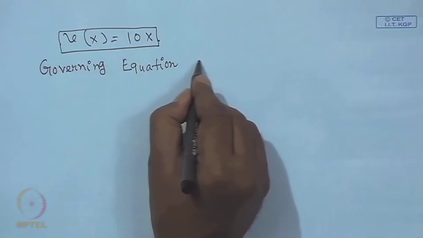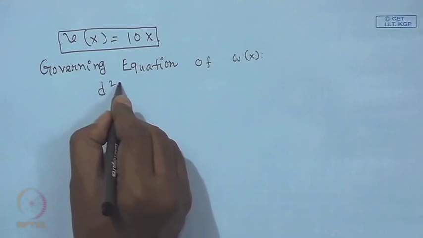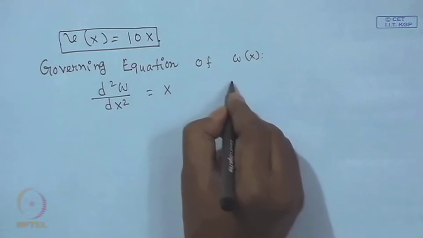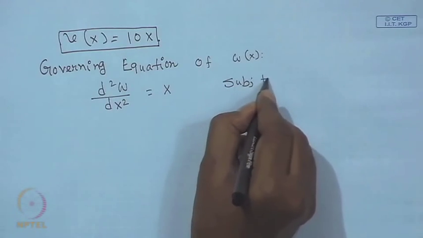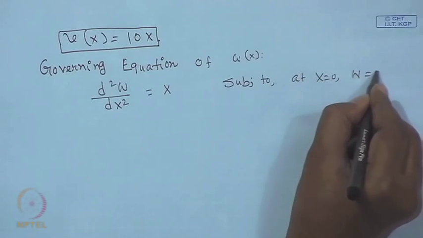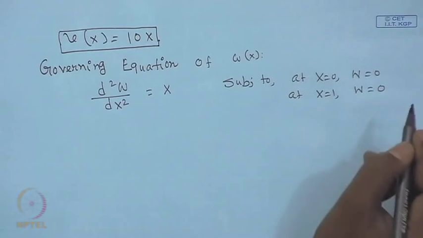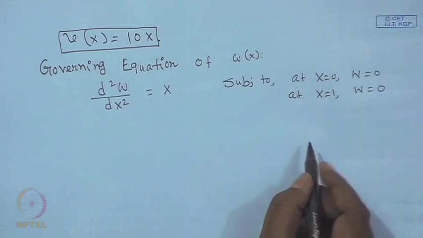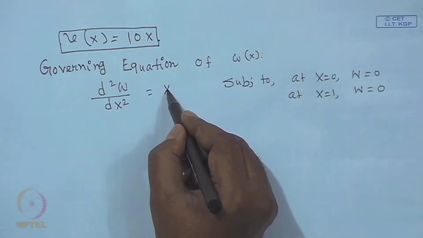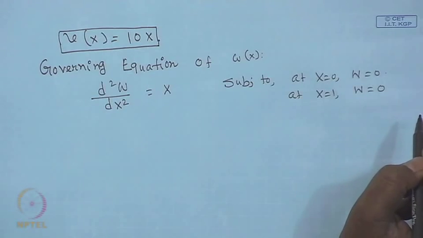We write down the governing equation of w. It will be d square w dx square is equal to x, subject to at x is equal to 0, w is equal to 0, and at x is equal to 1, w is equal to 0. So, if you look into this subproblem, we are keeping the non-homogeneous term in the governing equation intact, forcing the non-homogeneities in the boundary condition to vanish.